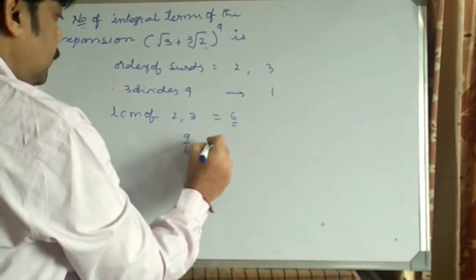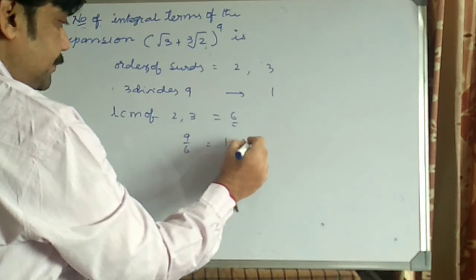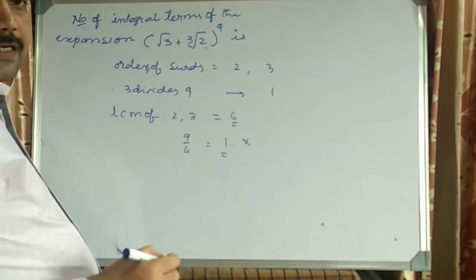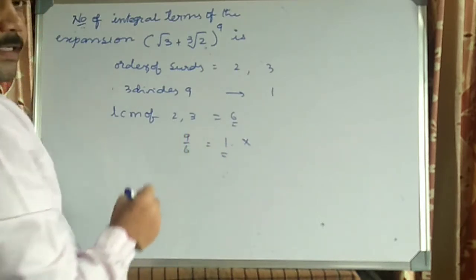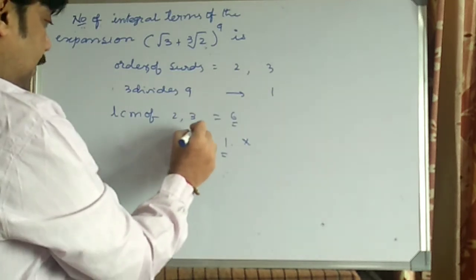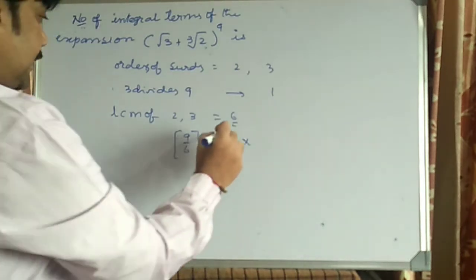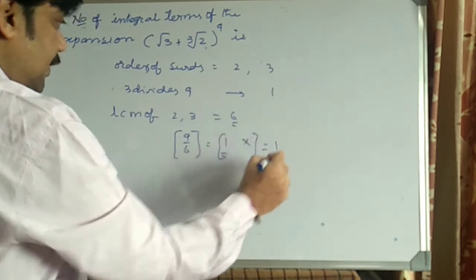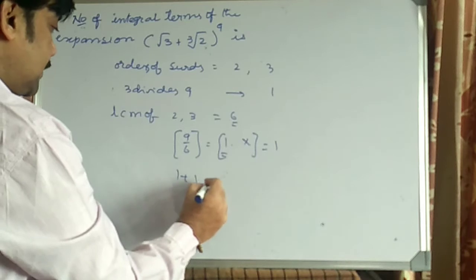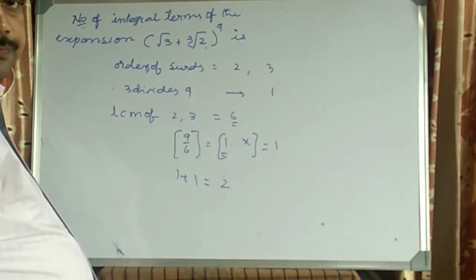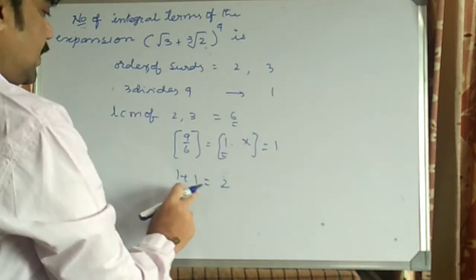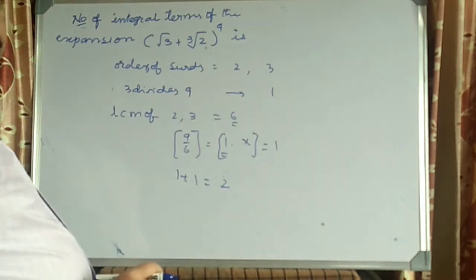The value is 1 point something. The something may be different, so this one only is considered. Actually, I can take only the greatest integral value of this 9 by 6. So the step of this is 1. Now this is the final value. Adding 1, I get 1 plus 1 is equal to 2. Observe this, my friends. 1 plus 1 is equal to 2.